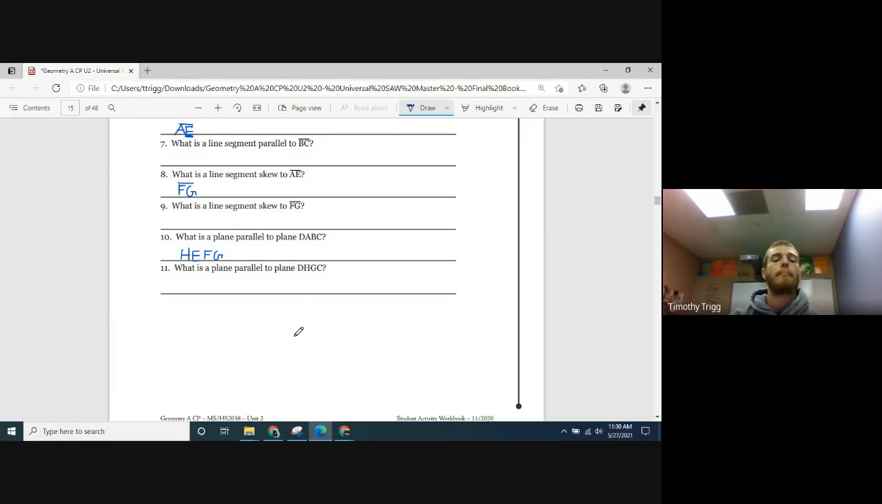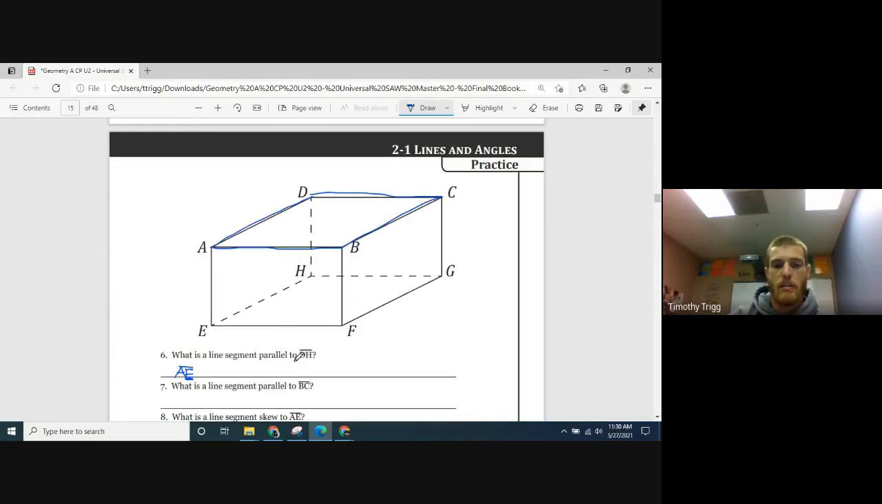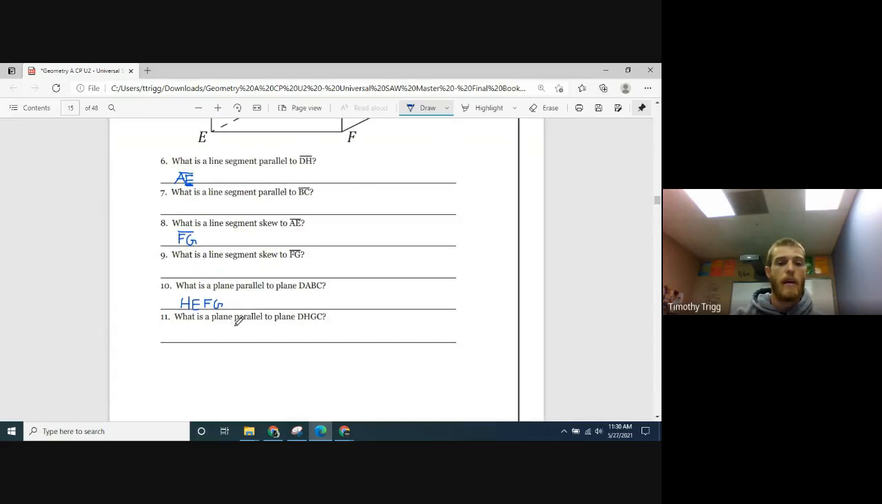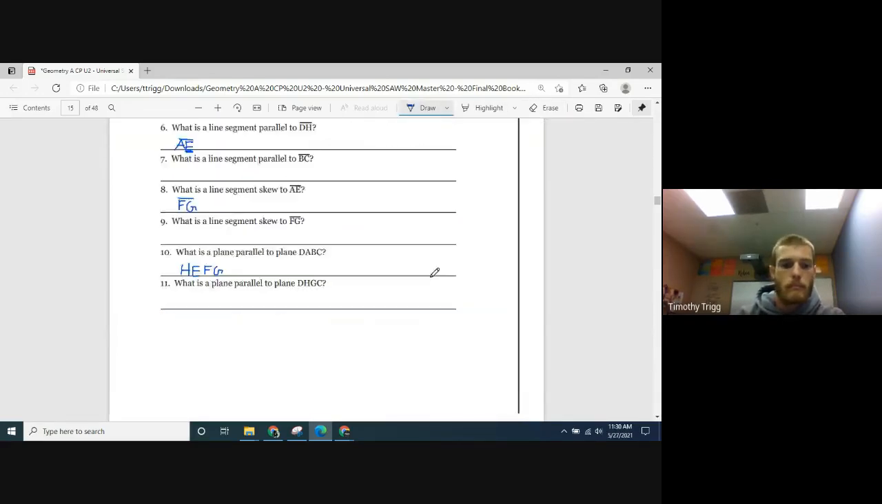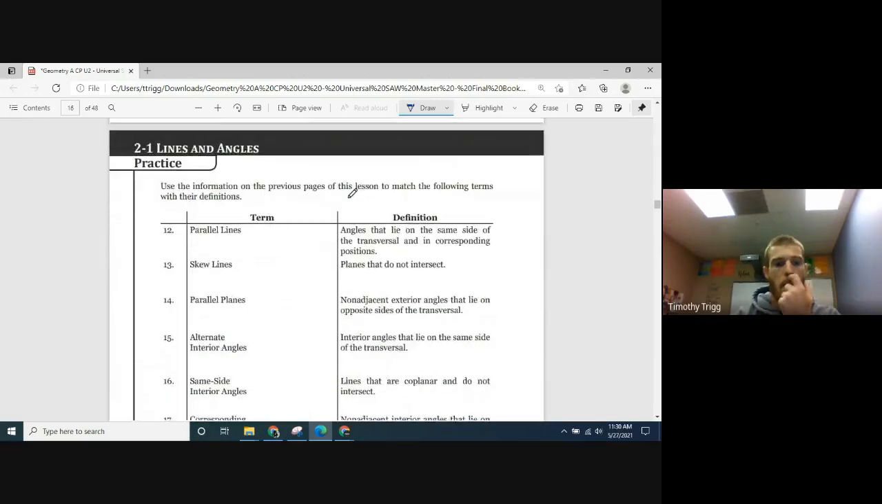Okay. See if you can answer question 11 on your own. A plane that is parallel to DHGC. So DHGC, that's the back plane. See if you can find what's parallel to that. Okay, let's move on.